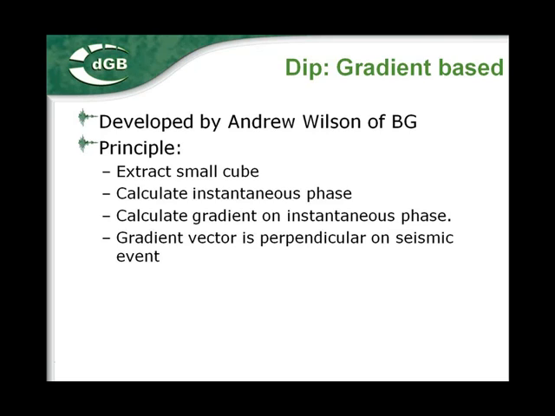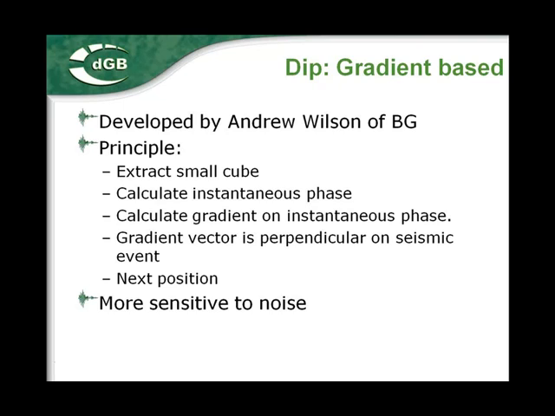So if you know the gradient vector, you know the directions or the dip of the seismic events. Of course, there are some tricks in the algorithm to make this robust and stable, but I won't go into the particular mathematics behind that. And then again, having done it on one evaluation point, it moves to the next evaluation point until the whole data set is done.